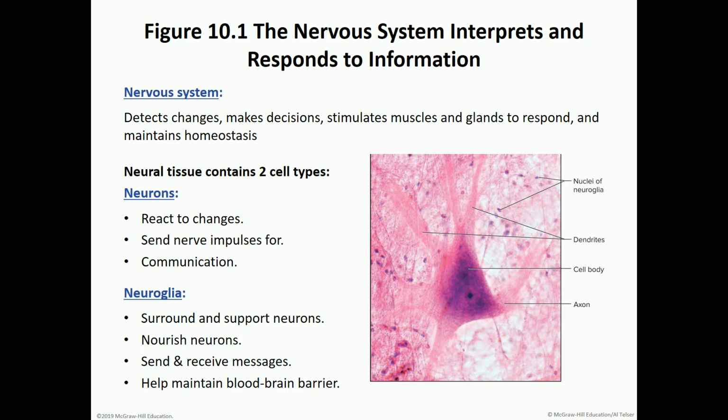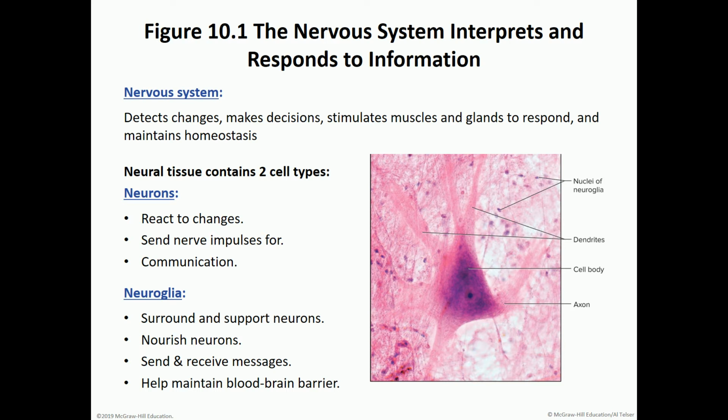It'll also compare these changes to the thermostats that are found inside the body. It'll make decisions. It'll stimulate different muscles or glands depending on the response to these changes. And in doing so, it'll maintain homeostasis that we've discussed during chapter 1 or 2.